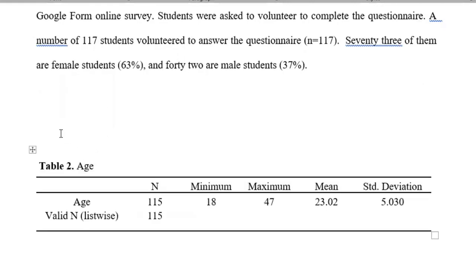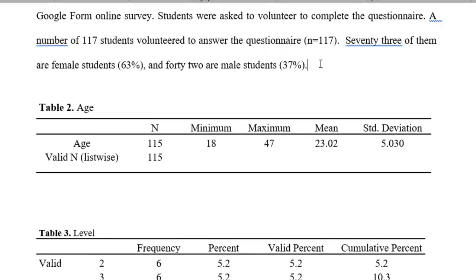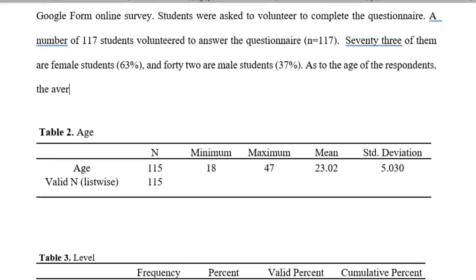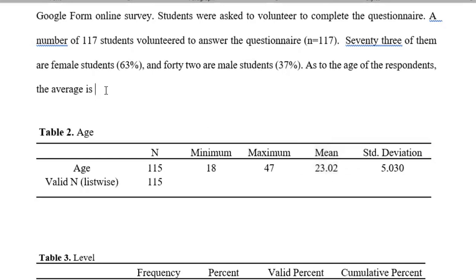Then I'm going to go to age. I'm going to say, as to the age of the respondents, average. I'm going to choose just the average. The average, which means the mean score, is 23.07. So it's 23.